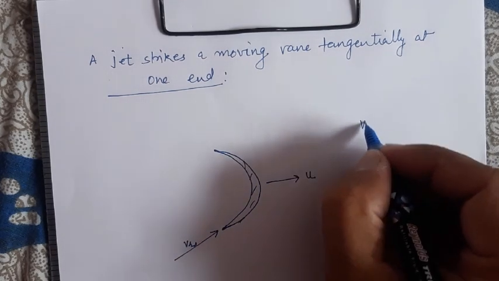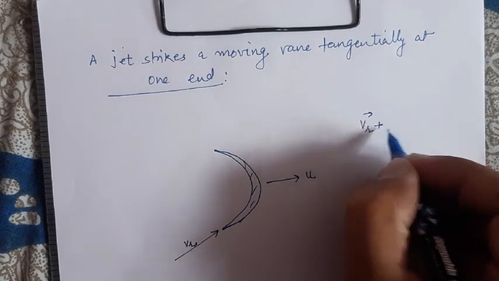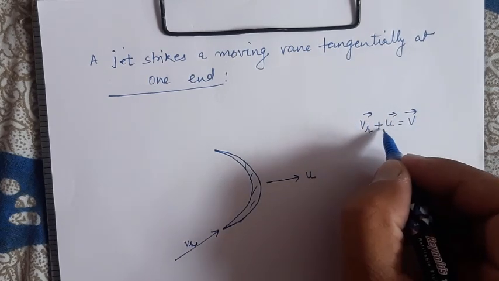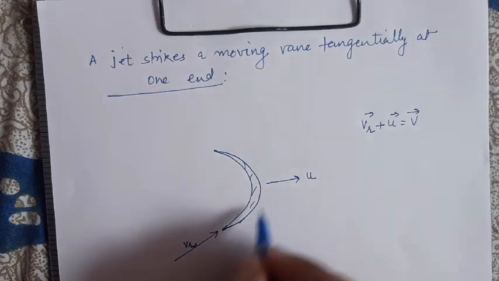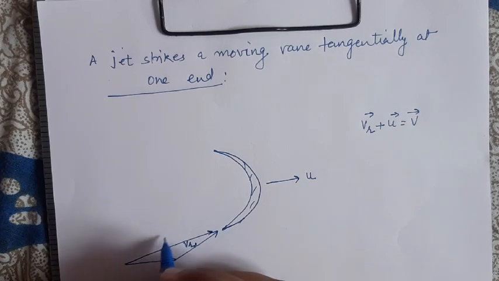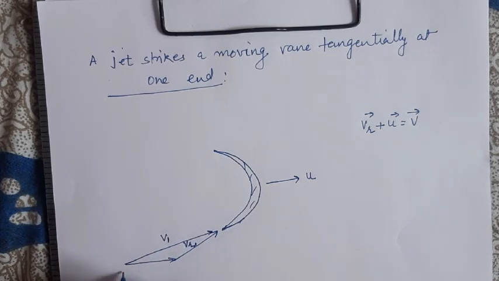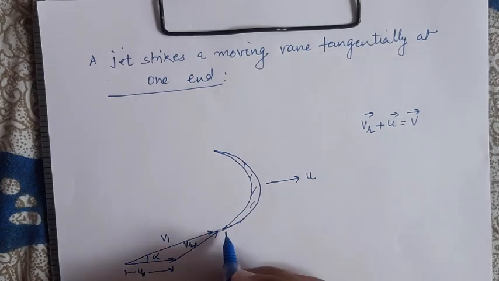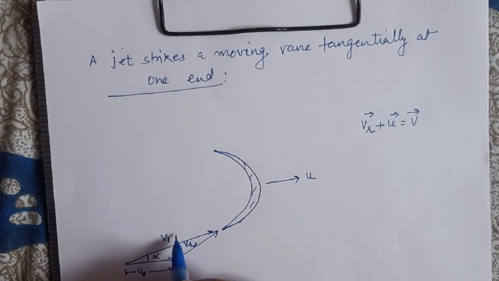And this vector addition holds good over here: Vr vector plus u vector is equal to the absolute velocity v vector. So I simply added the u vector with the tail of Vr, and this gave me the absolute velocity v1. This is the blade velocity u1. Since u1 and u2 are the same, this is u. This angle came to be known as alpha, the nodal angle.